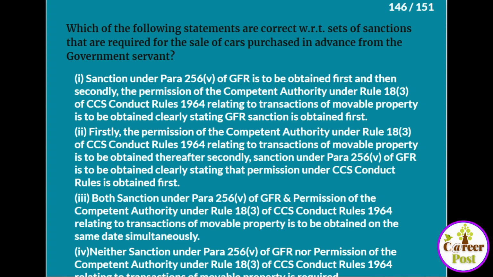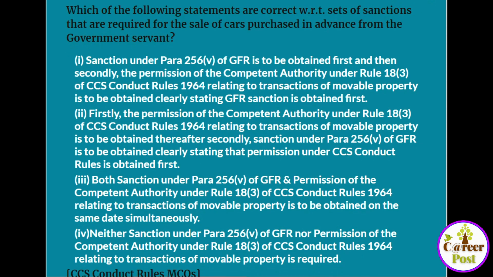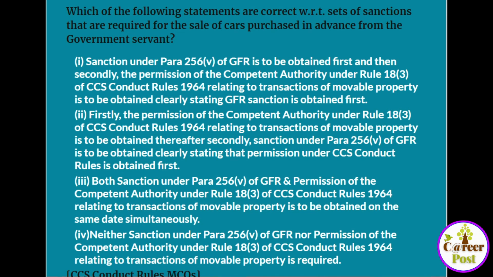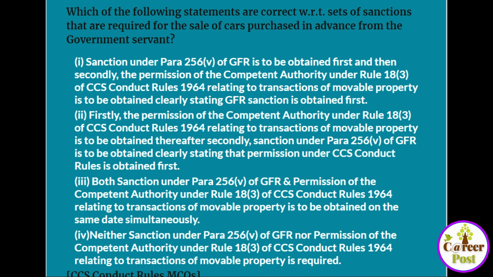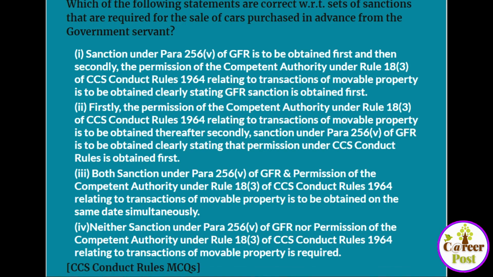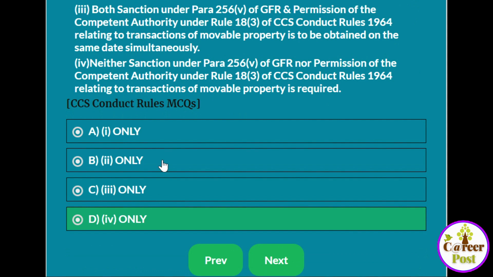Third, both the sanction under para 256(5) of GFR and the permission of the competent authority under Rule 18(3) of the CCS Conduct Rules relating to transactions of mobile property are to be obtained on the same date simultaneously. Fourth, neither sanction under para 256 of GFR nor permission by the competent authority under 18(3) of the CCS Conduct Rules relating to transactions of mobile property is required. Which of these statements is correct? Actually, the first statement is correct. Options 1, 2, 3, 4 are given.